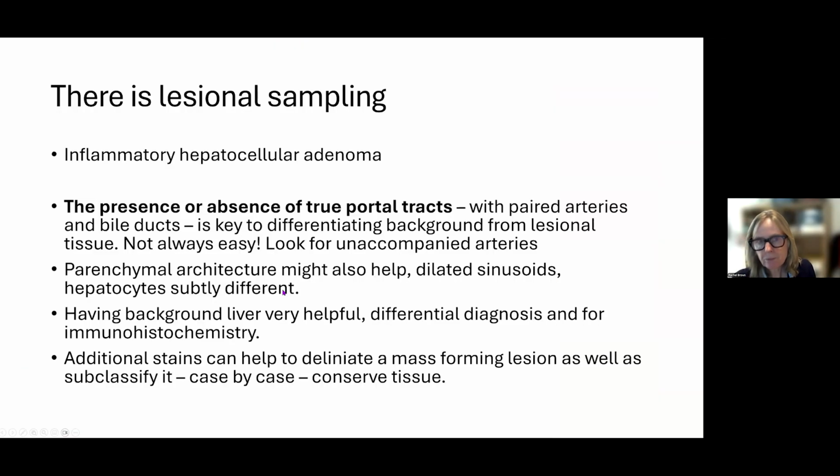So I would put it to you that there is lesional sampling in this case, and I would be prepared to offer a diagnosis of inflammatory hepatocellular adenoma. So it's really the presence or absence of true portal tracts. Okay, so true portal tracts with paired arteries and bile ducts. They look like the portal tracts you recognize from looking at liver biopsies. This is the key thing to differentiating lesional from non-lesional tissue in benign hepatocellular lesions.